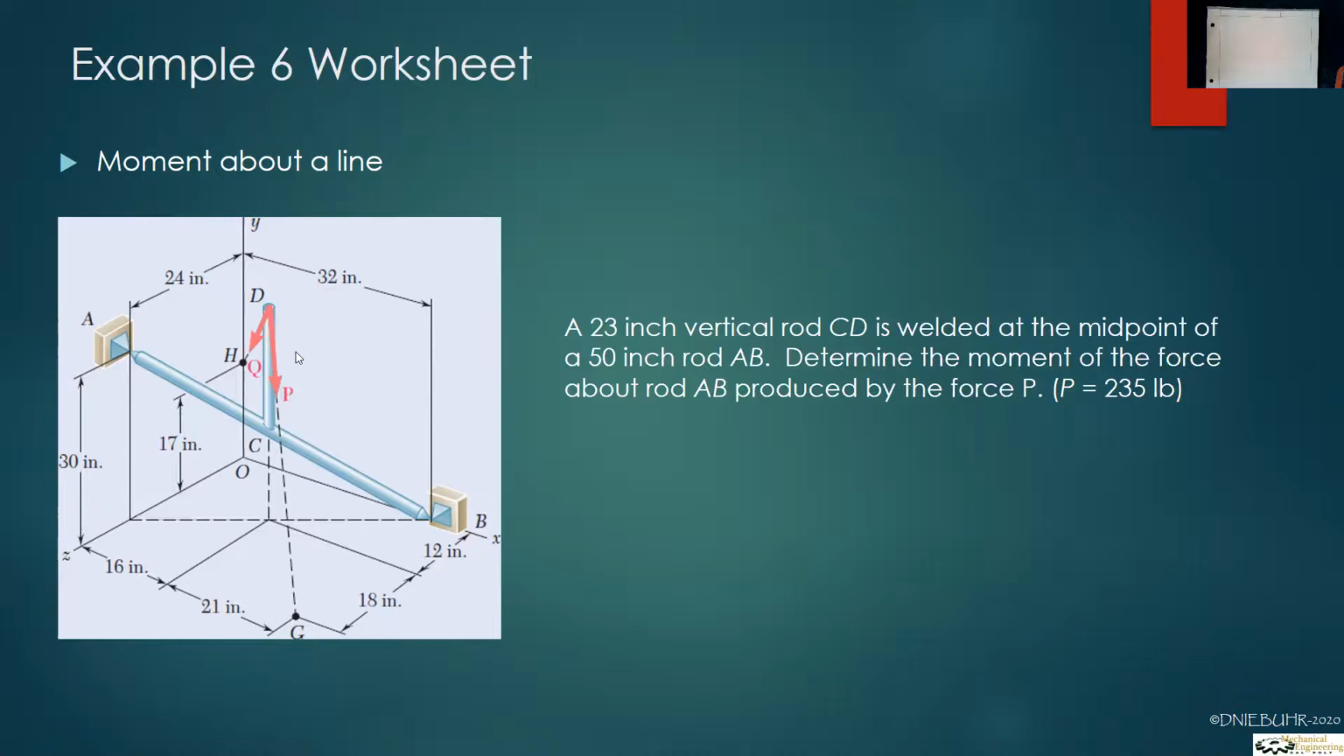So how are we going to do this problem? I would suggest: one, find lambda AB. Next, find an R vector going from any point on the line to any point on the force. And lastly, find the vector form of P. Then put it together. Take some time and work this problem out. If you can do this one, then you should be in pretty good shape on doing moments about a line. Once you're done, come back and check the answer.